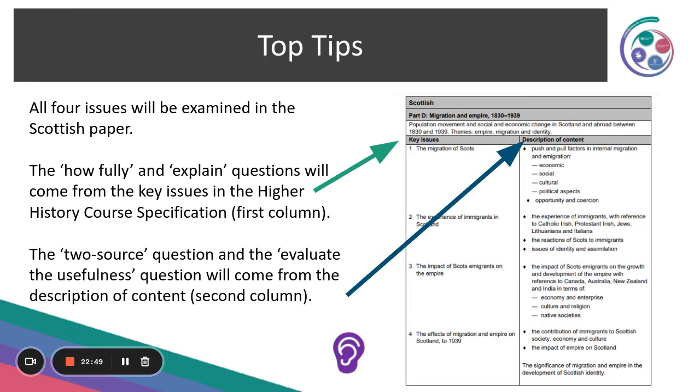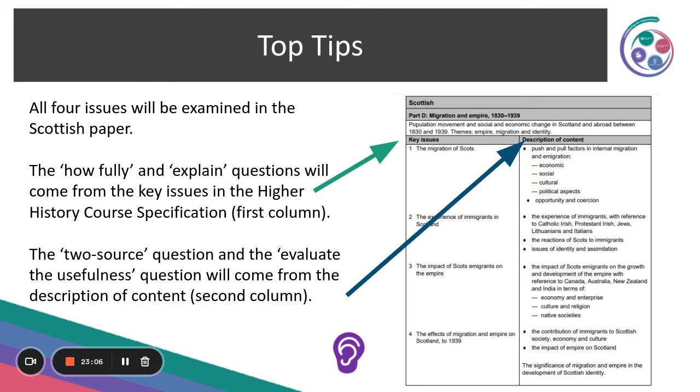So, in the study guide that was released at the start of this week, March the 7th, 2022, it said a few things that I feel maybe could be explained slightly more. So one of the points it says is all 4 issues will be examined in the Scottish paper. Now this is just to explain what those 4 issues are.